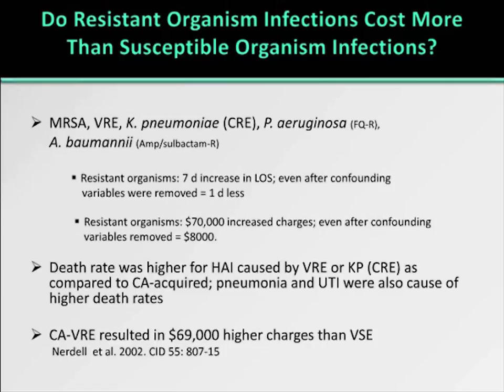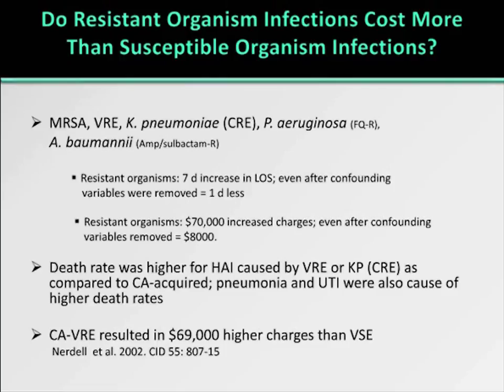Even when they got rid of all the confounding factors that would make patients stay in the hospital longer, patients with susceptible organisms were in the hospital 1 day less than those with resistant organisms. So it looked like if a patient has a resistant organism, they're going to be in the hospital longer. And since the title of this slide is cost, there were $70,000 in increased charges associated with patients who had resistant staph versus susceptible staph, resistant enterococcus versus susceptible enterococcus. Again, when confounding variables were removed, the difference was about $8,000 in increased charges. So yes, it does cost more. We can show that, and there are other studies that have shown this as well.